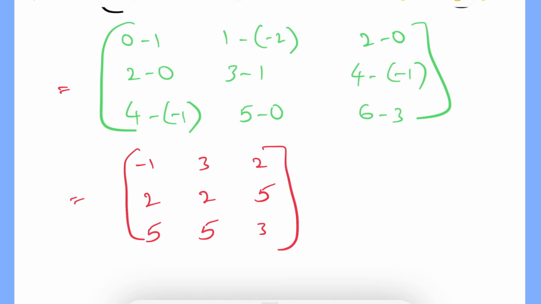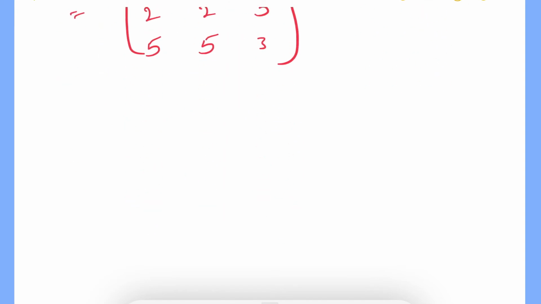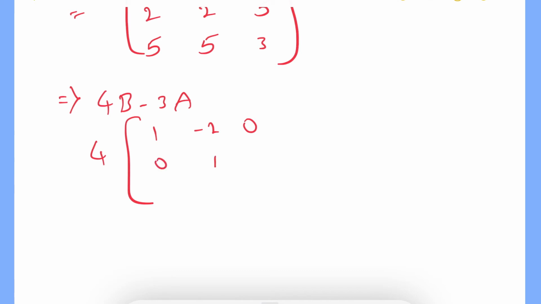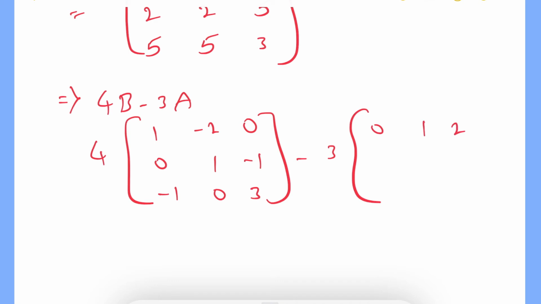Next, for the same matrices, he is asking to find the value of 4B minus 3A. Let us check that now. 4B minus 3A. 4 into matrix B is given as 1 minus 2 0, 0 1 minus 1, minus 1 0 3, minus 3 into matrix A, 0 1 2, 2 3 4, 4 5 6.